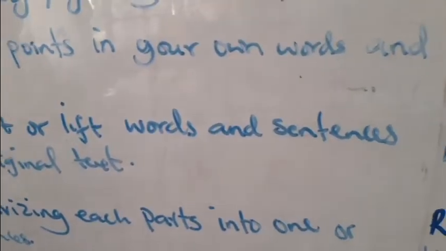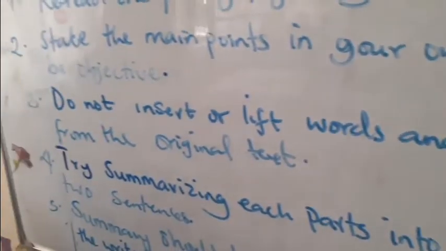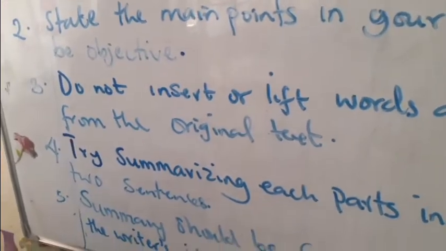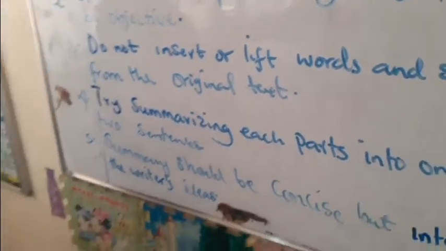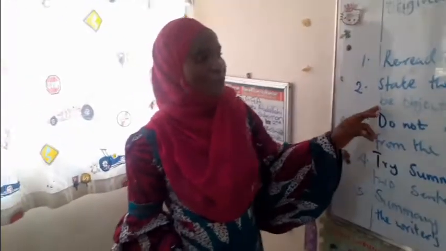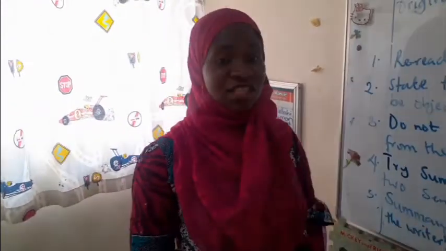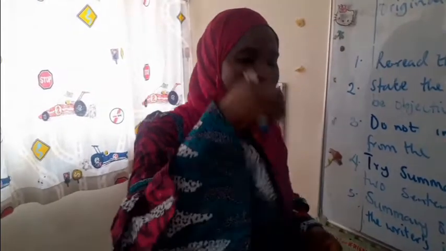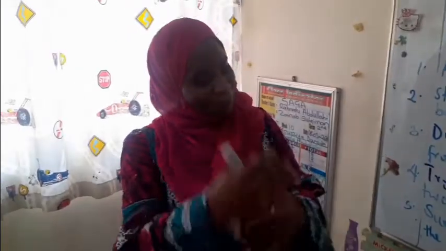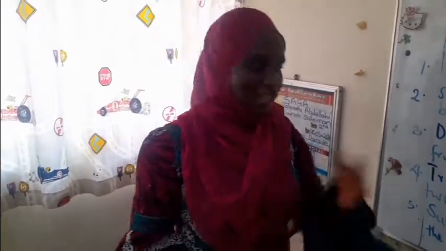It is a crime for you to lift whole sentences from the text and read them. Then it's no longer a summary. Therefore, you must be very objective. You must be very objective so that whatever you have written down will still capture the writer's main idea. The interpretation will still be the same, but in a different way.